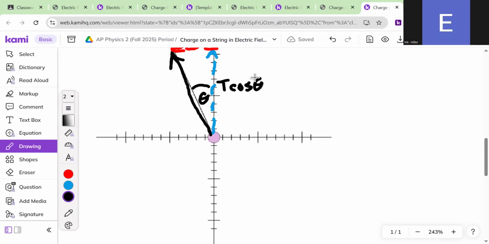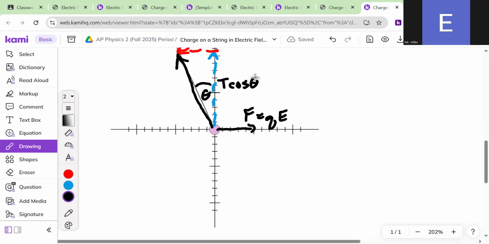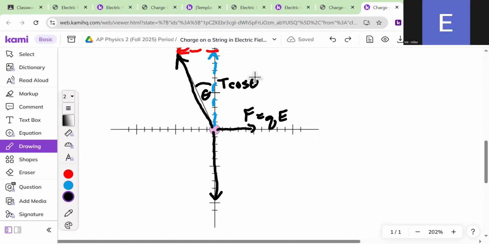Well, there's an electric force that's pushing the ball away from the positive side of the wall, and that electric force is equal to QE. And then finally, there's the weight of the ball that's pulling down, and it should be balancing this component of tension, T cosine theta. And that's the weight equals mg.